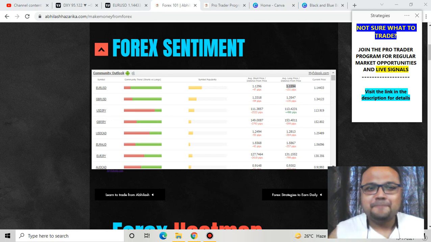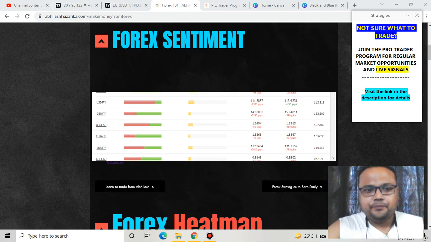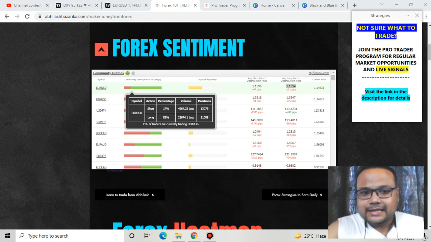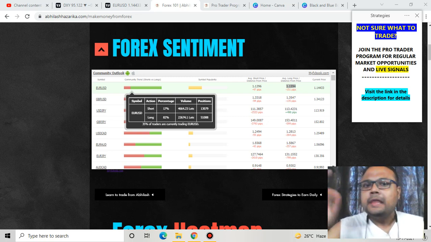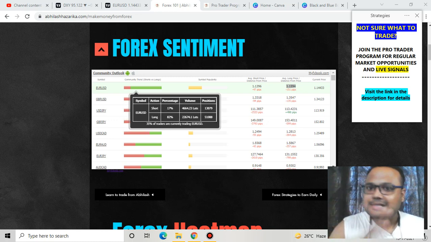So let's get started. This is the Forex sentiment meter in front of us right now. You'll find it on my website avilashhazarika.com under the Forex 101 section. Here you can see that 17% of retail traders have taken a short position and 82% have taken a long position. So 82% of retail traders took the buy position and they are still in the trade, hoping that the market will go up. On the other hand, 17% are on the sell side.